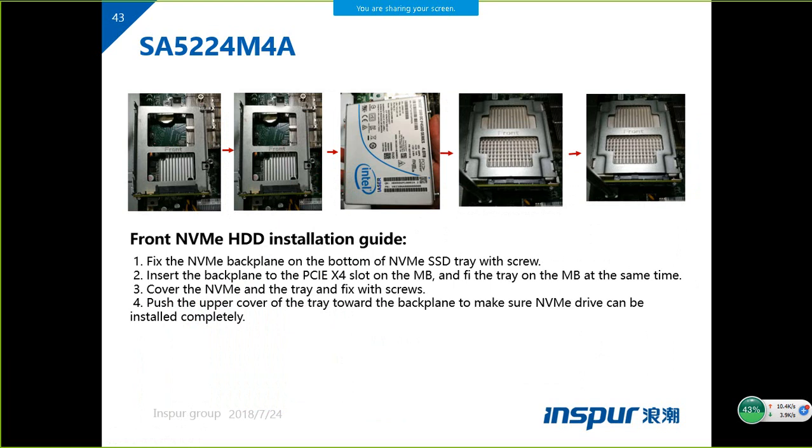And here is the front NVMe hard drive installation guide. First fix the backplane on the bottom of the NVMe SSD tray with the screws, and insert the backplane into the PCIe x4 slot on the motherboard, and fix the tray on the motherboard at the same time. Cover the NVMe and fix it with the screw, and push the upper cover of the tray towards the backplane to make sure the NVMe drive can be installed.